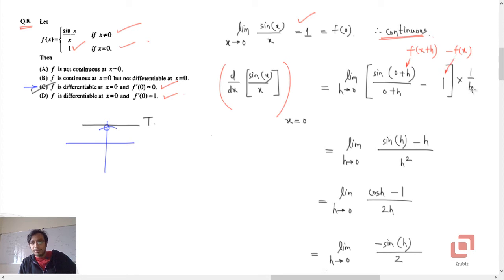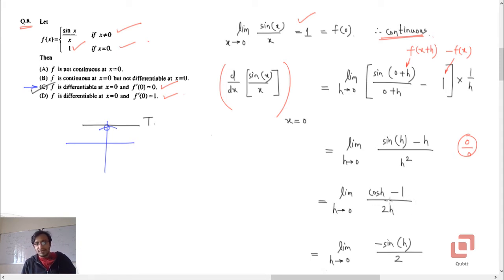So this will be the limit as h tends to 0 of sin h upon h minus 1, into 1 upon h. I've taken the LCM, so I've got sin h minus h upon h squared. Now, because this is in the 0 by 0 form, we will apply L'Hospital's rule. So it will be cos h minus 1 upon 2h.